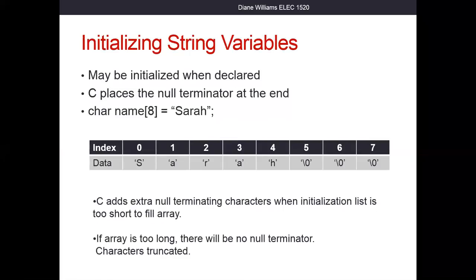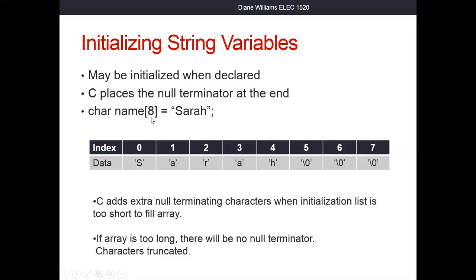And we can initialize string variables very similarly to the way we use the initializer list for arrays. So we can initialize them when we declare them. In this example here, name is an array that is 8 characters long, right? Its data type is char. But notice that instead of the initializer list with the curly braces that we had for other data types, here we simply have the character string inside double quotes.